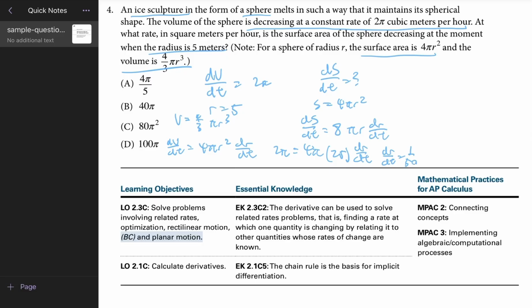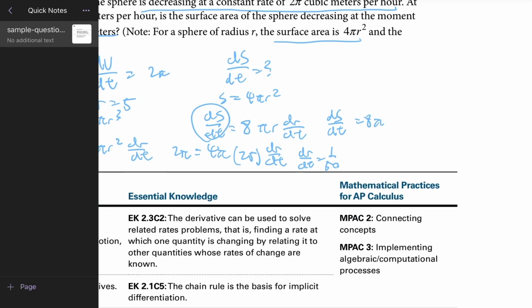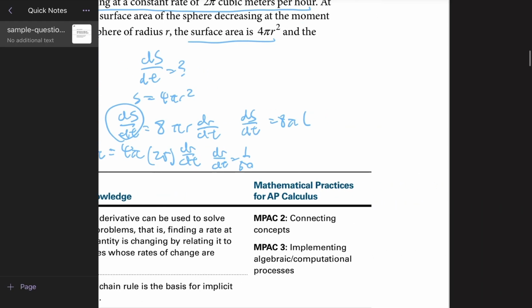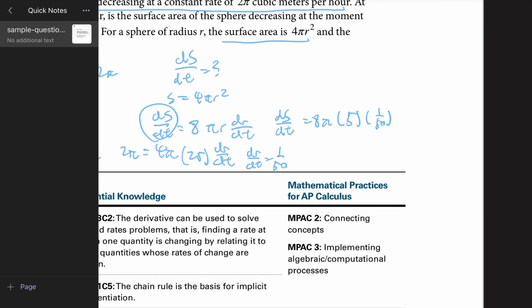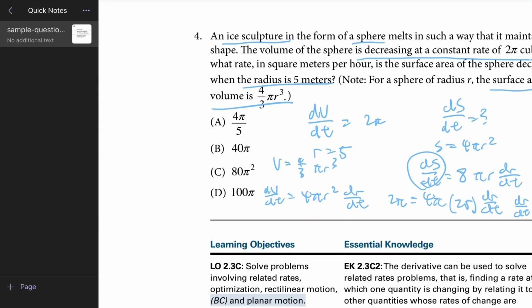And now we have our dr/dt, we can finally solve for the rate of change of the surface area. So ds/dt is going to equal 8π times the radius earlier, which is 5, times 1/50. And this is going to equal 40π divided by 50, which is equal to 4/5 π.